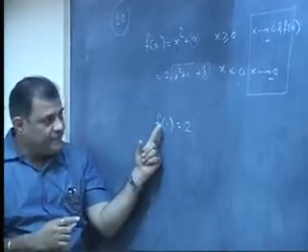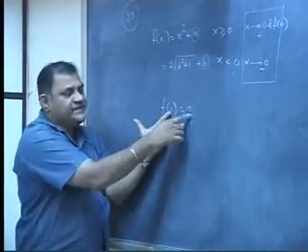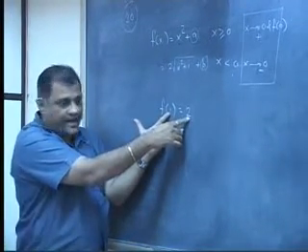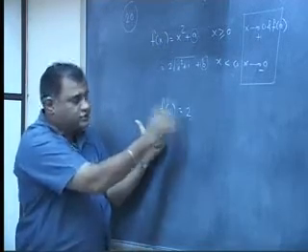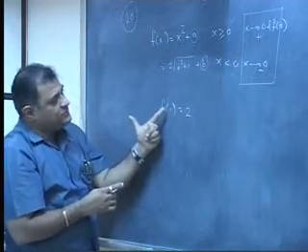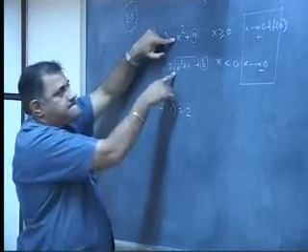Now, f of 1 is equal to 2. So let's understand the meaning. F of 1 is equal to 2 means when x is equal to 1, fx is equal to 2. I repeat, x is equal to 1, fx is equal to 2. Now value of x is 1 will be in the first function or the second function.